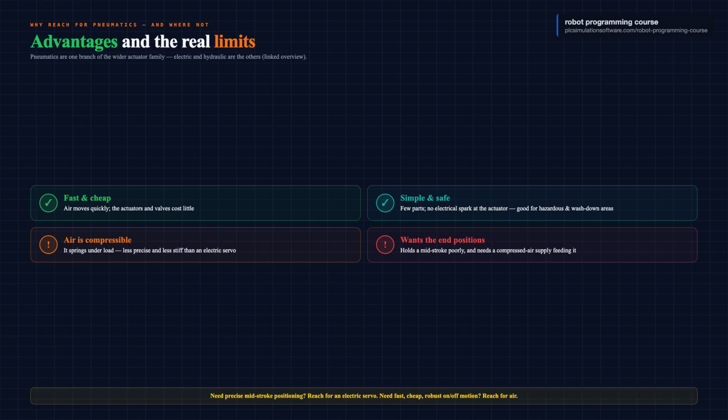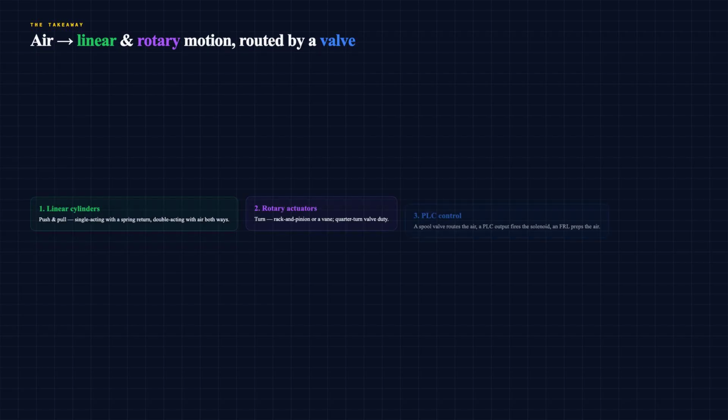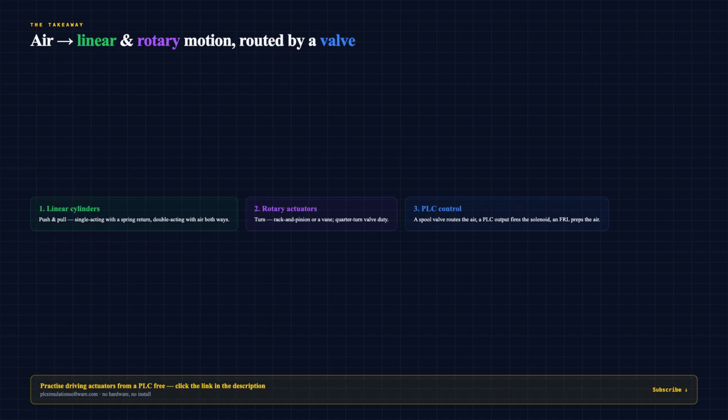So here's what to walk away with. A pneumatic actuator converts compressed air into motion. Linear cylinders push and pull, single-acting with a spring return, double-acting with air both ways. Rotary actuators turn, using rack-and-pinion or a vane. A spool valve routes the air. A PLC output fires the solenoid, and an FRL preps the air first. Get that, and every air cylinder on the floor stops being a mystery.